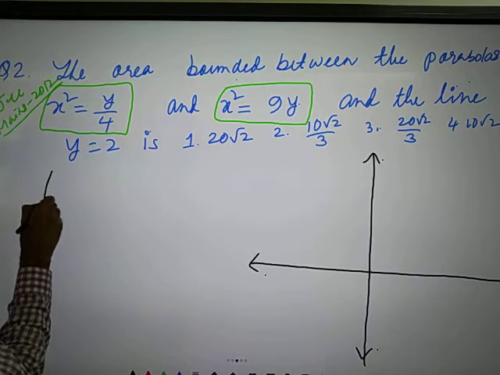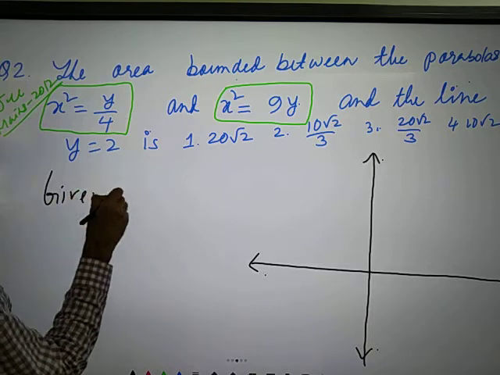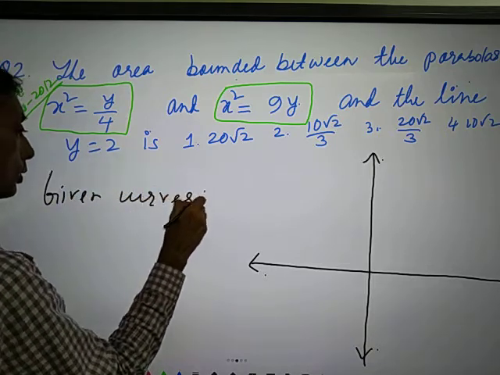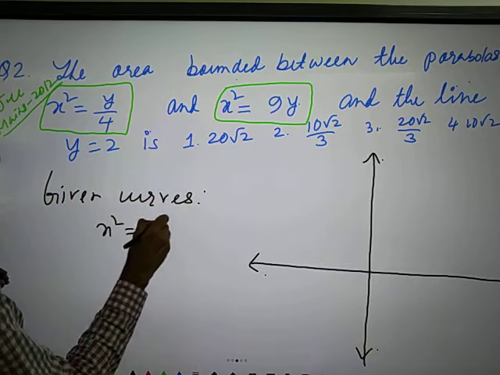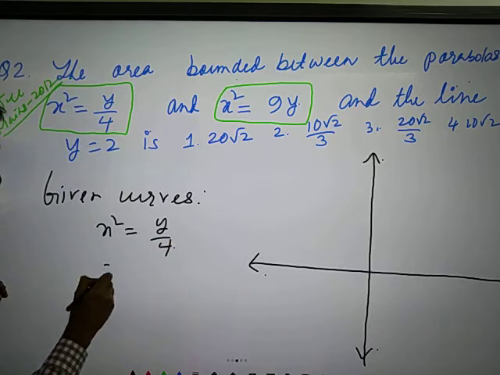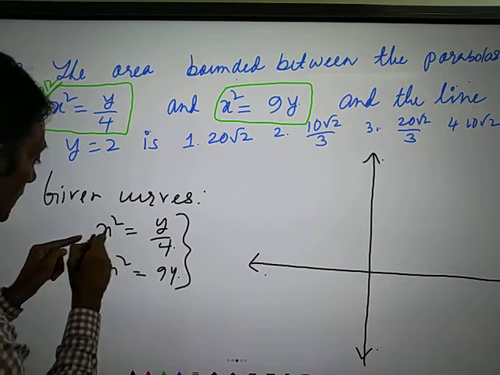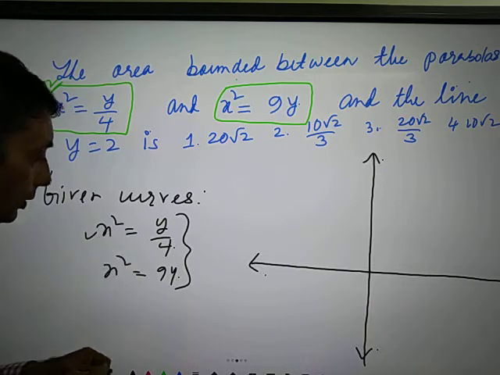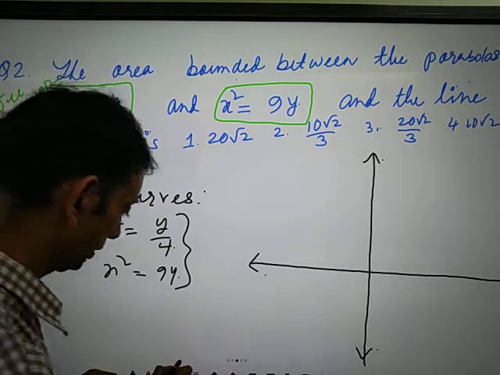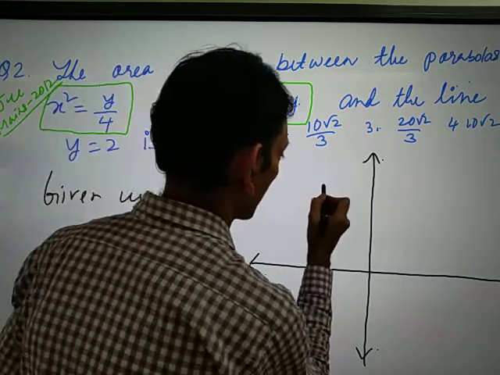So let us first write the given curves: x square equal to y by 4 and x square equal to 9y. If we observe the graph, first let us draw this, x square is equal to y by 4.